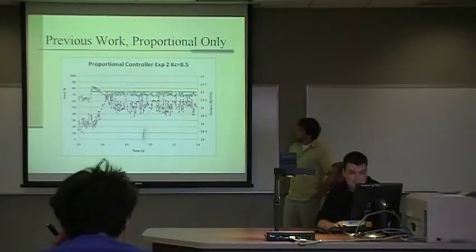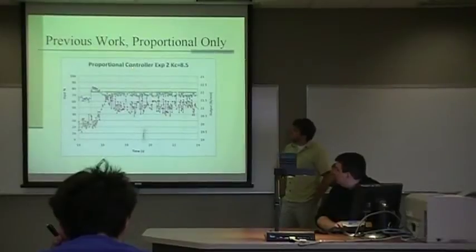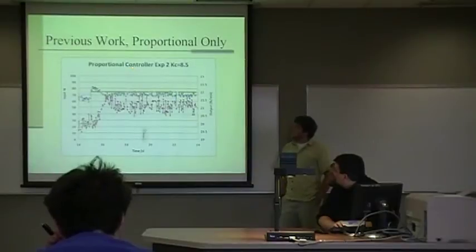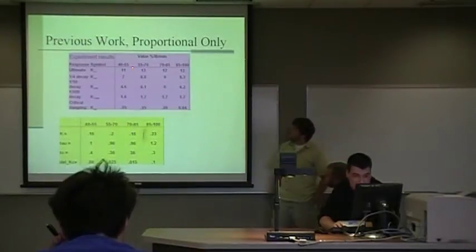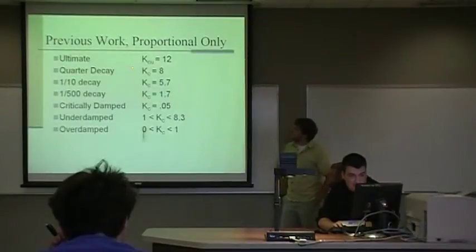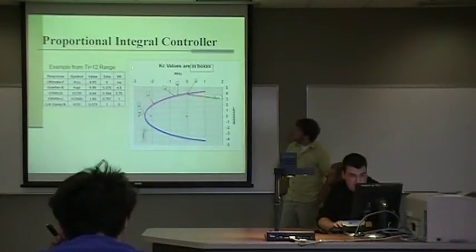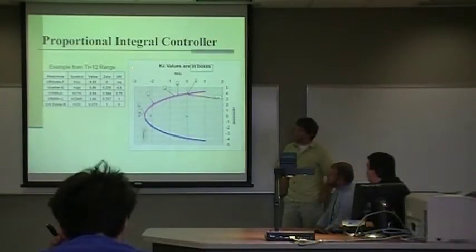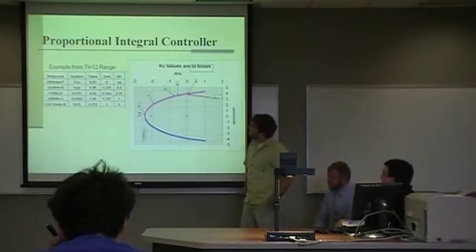This is just an example. The red one is the output. This will be experiment 2. Proportional, yeah. Blue, yes. Save it for the offset. So this is the PI.